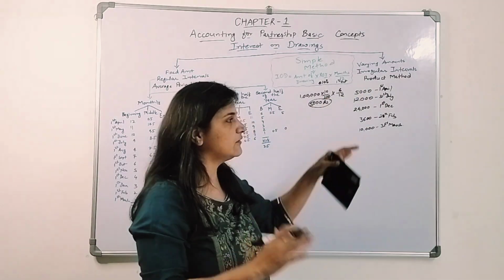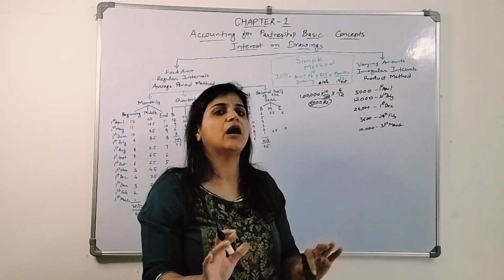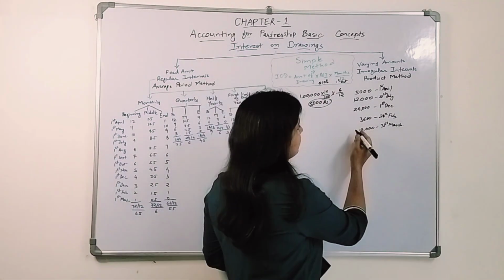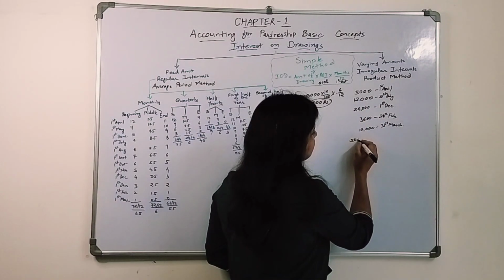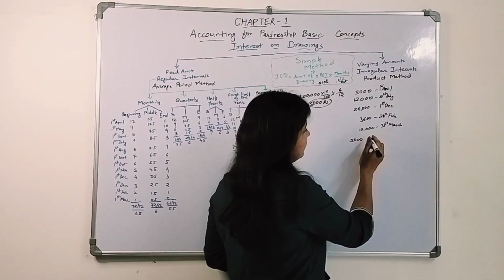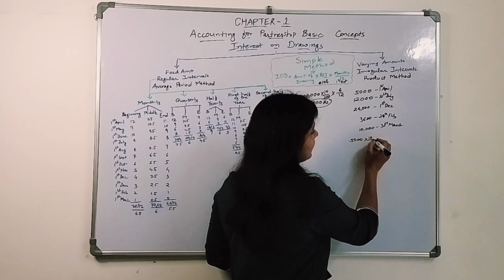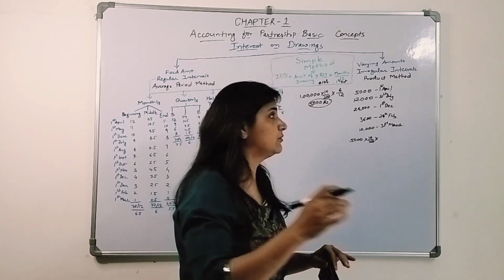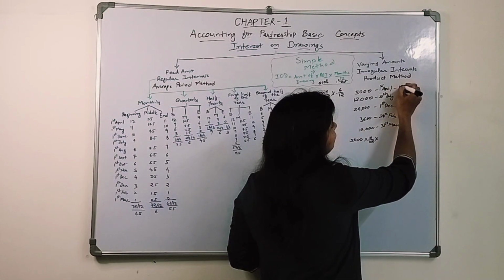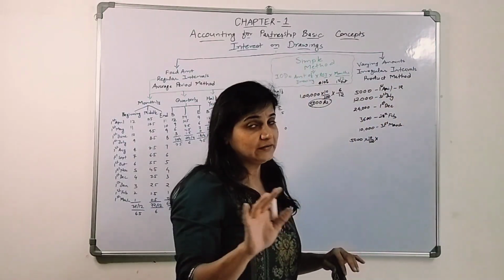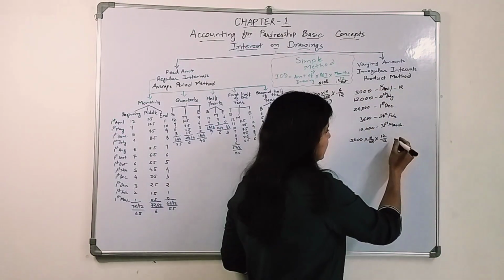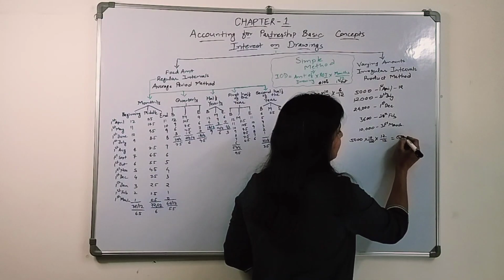So if we go by the simple method, I'll just show you how we will do it. How will we calculate the rate of interest? 5,000, this is the amount withdrawn. Rate of interest 10 by 100, and he withdraws in the month of April. So we will charge interest for the whole year, right? So into 12 by 12, that is for the whole year. So here it is 500.